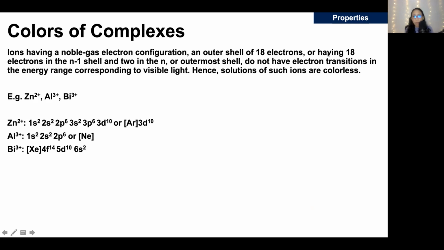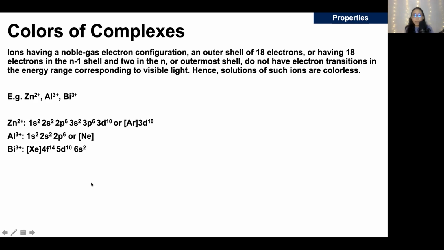Or if you have 18 electrons in the N-1 shell and 2 in the N or outermost shell, that is exemplified by bismuth 3. So you have 2 electrons in the outermost shell, which is shell 6. And you have 18 electrons in its shell 5. Puno yung shell 5 niya. So you have 2 electrons from 5s, 6 electrons from 5p, and 10 electrons from 5d.